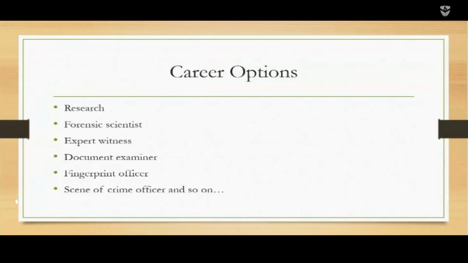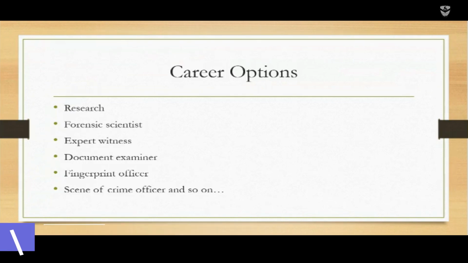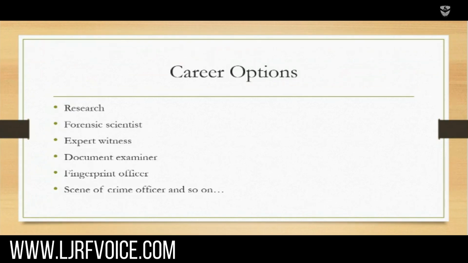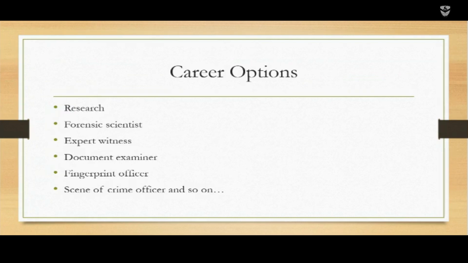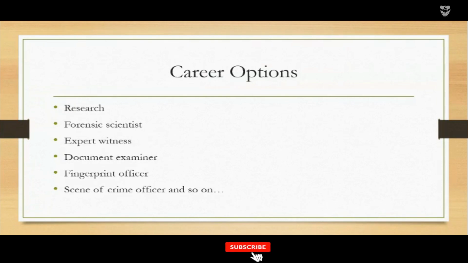Based on all the disciplines that we discussed before, you can be a document examiner, a questioned document expert, or a fingerprint officer. You can be a scene of crime officer, where you go to the crime scene, collect evidence, and bring it back and hand it over to the exact divisions of forensic science for analysis. And you can be a DNA scientist. In physical evidence, you can be a firearms expert.